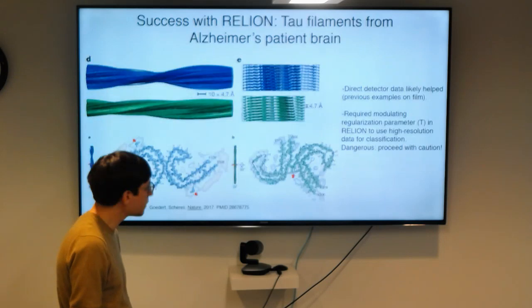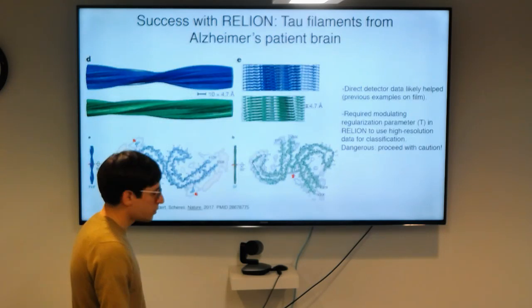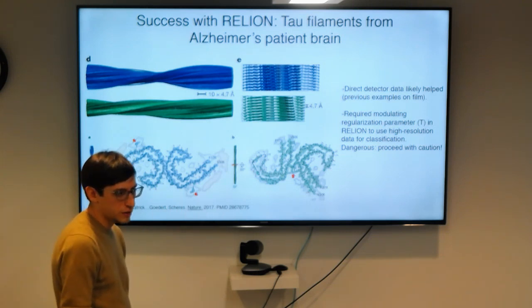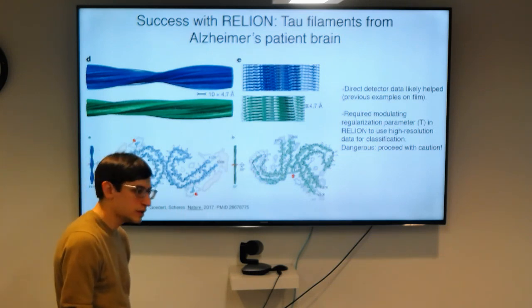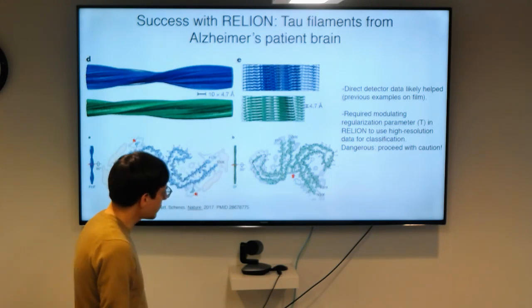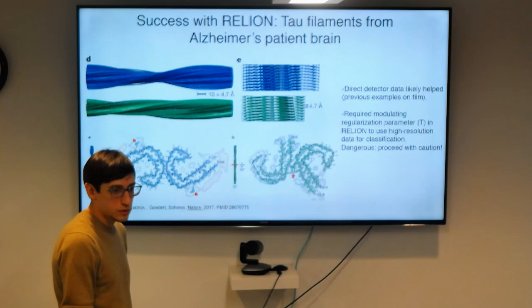Real quick, what's the difference between the structure on the top and the bottom? I don't remember. Got it. I think they're two different species of the amyloid peptide that coexist, but I don't remember the details. Okay, so that's all I wanted to say about amyloids. Anyone have a question about that? All right.